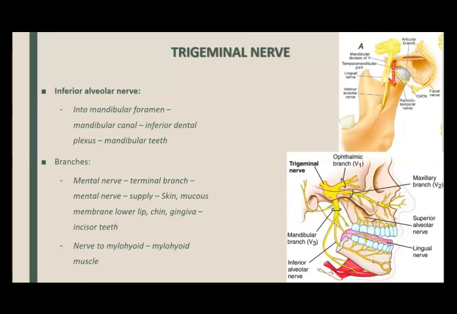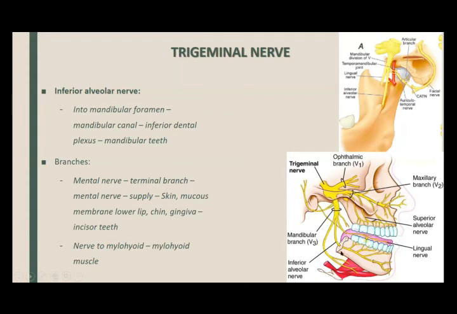Then finally, this inferior alveolar nerve comes out of the mental foramen, and now the name changes to mental nerve. So the mental nerve is simply the terminal part of the inferior alveolar. The mental nerve supplies the skin of the chin, the mucous membrane of the lower lip, the gingiva, and the two incisor teeth.